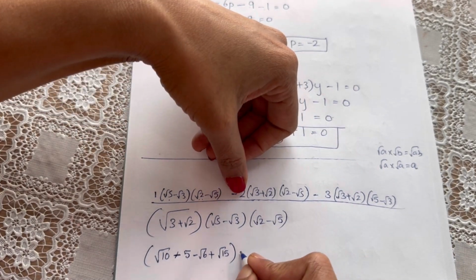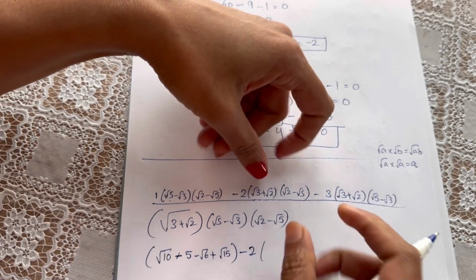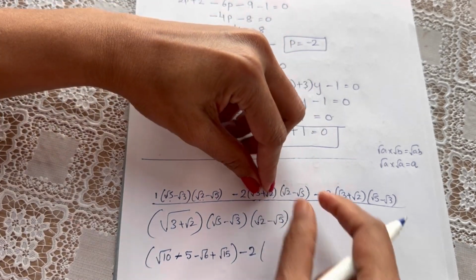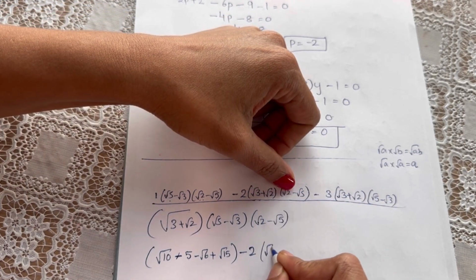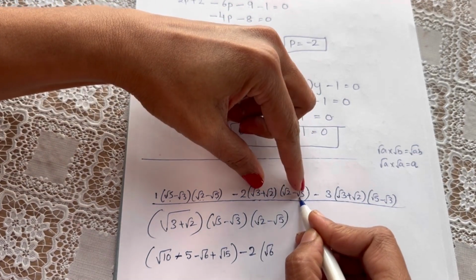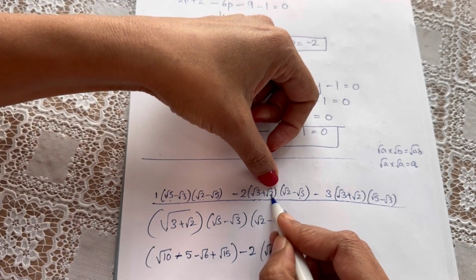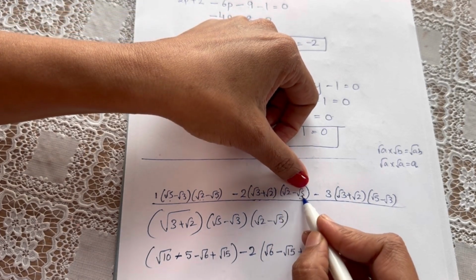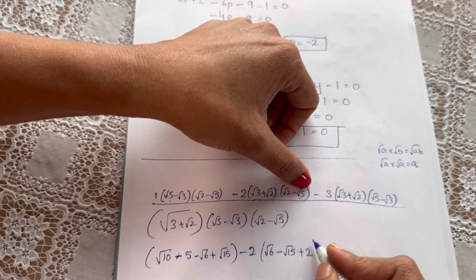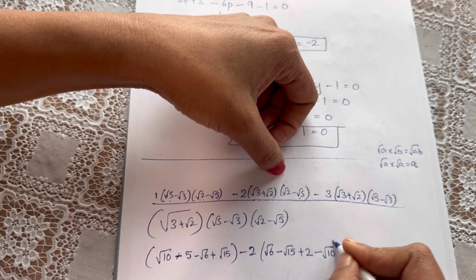And here next with negative 2, you have to multiply this. So let's find the product of these two binomials first. Root 3 into root 2, which is root 6. Root 3 multiplied by negative root 5, which is negative root 15. And then root 2 into root 2, which is 2. And root 2 multiplied with negative root 5, which is negative root 10.